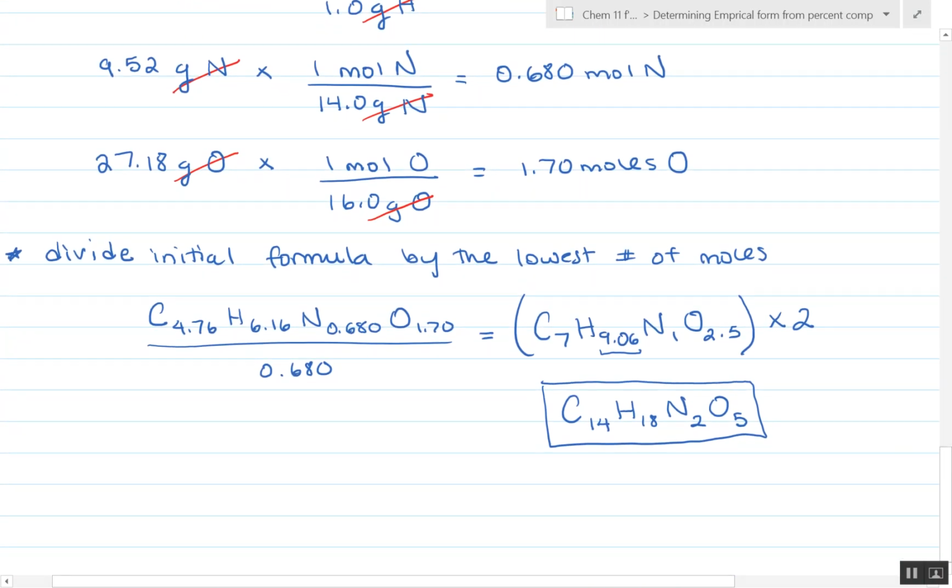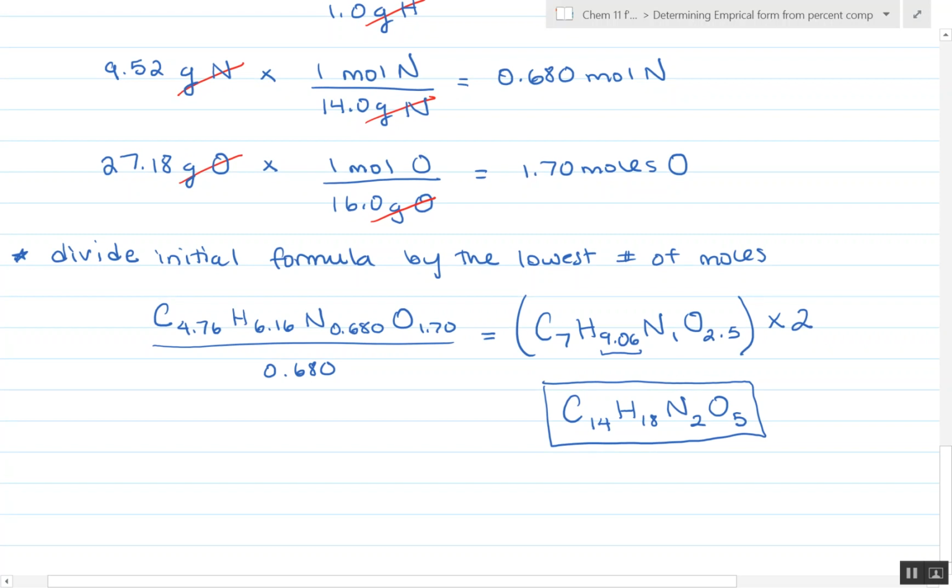And then you end up getting C7, H 9.06, N1, and O 2.5. 9.06 is close enough to 9 to round down. 2.5 we would have to multiply by the lowest number to get whole numbers. So I multiply everything by 2, so this 2 applies to all these subscripts. And I end up getting my final answer of C14, H18, N2, and O5.